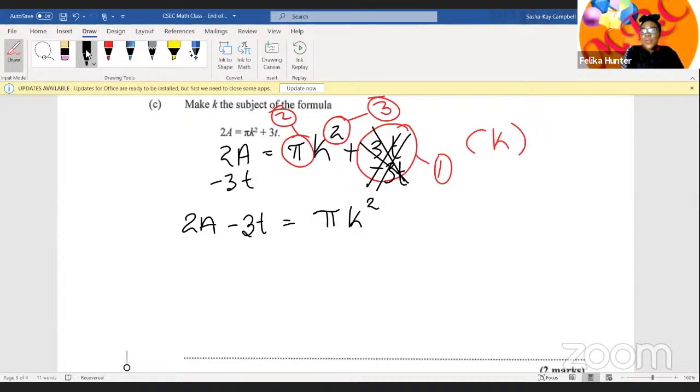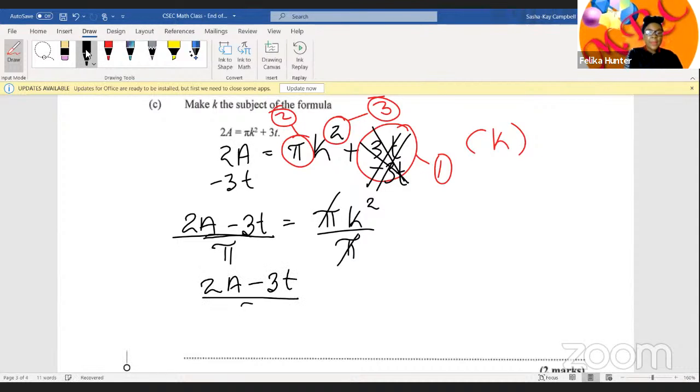Good. Now we're going to remove the pi, and since it's been multiplied with the k, we are going to do the opposite, which is to divide. So we divide both sides. We're not just going to put the line under 2a, or put 2a over pi, but it's everything here divided by pi. And we say pi cancels pi. So we're now left with 2a minus 3t divided by pi equals k squared. So we're taking it apart layer by layer, right? So we're taking our time.